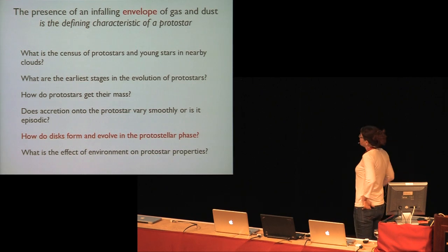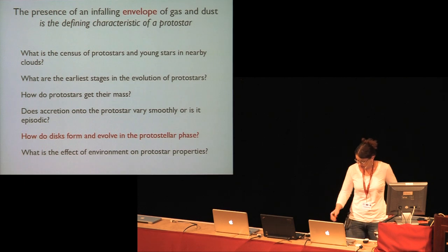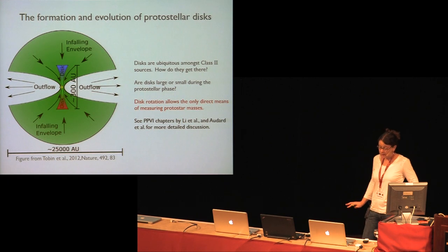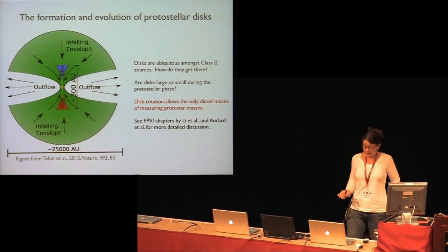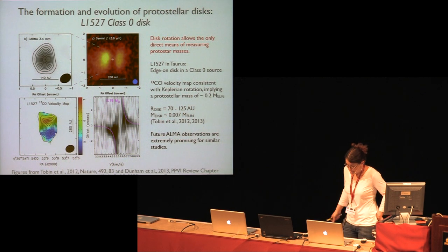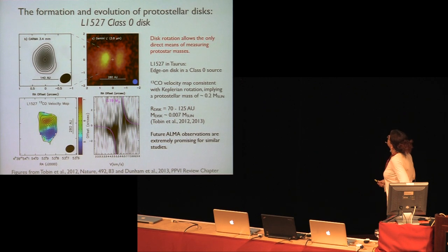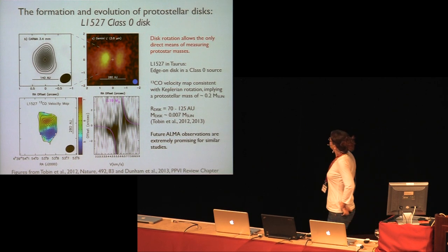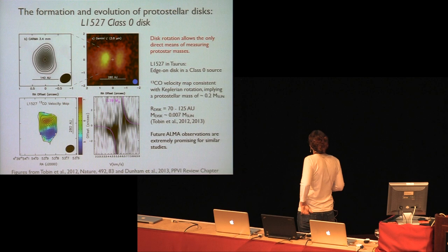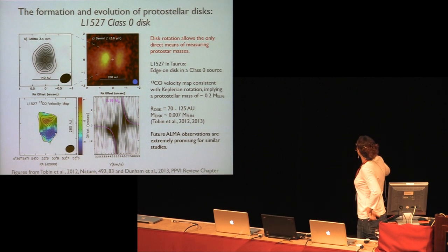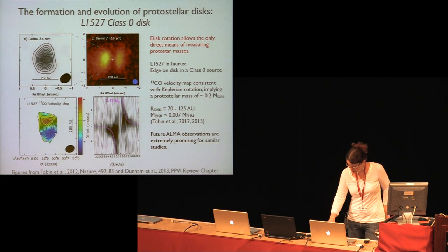Now, if we want to talk about episodic accretion, we also have to talk about disks. What's happening with the disks in the protostellar phase? This was just summarized in the previous talk. All I want to say is that disk rotation allows the only direct means of measuring the protostellar masses. And here's an example that was just mentioned, where John Tobin and collaborators measured a Keplerian velocity pattern in this Class 0 protostar L1527. And future ALMA observations are extremely promising for measuring protostellar masses in a similar fashion.